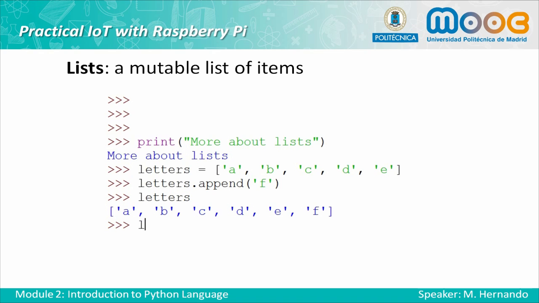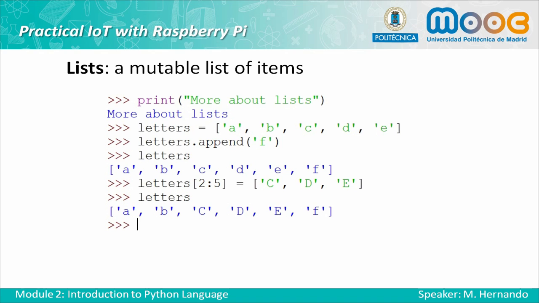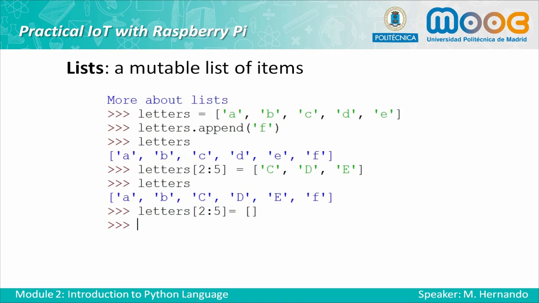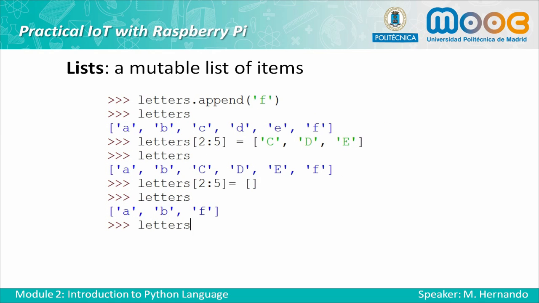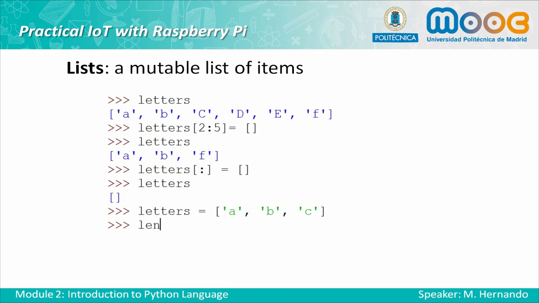Assignment to a slice is also possible, and this can even change the size of the list or clear it entirely. For example, we can replace some values. And now we are going to remove them. We can easily clear the list by replacing all the elements with an empty list. There is a built-in function, the function len, that applies to any sequence to retrieve the number of items contained.